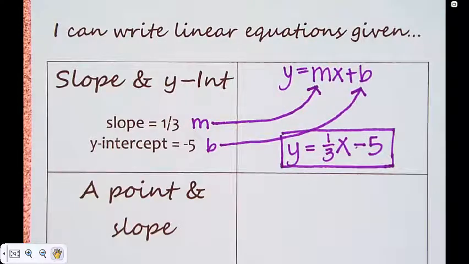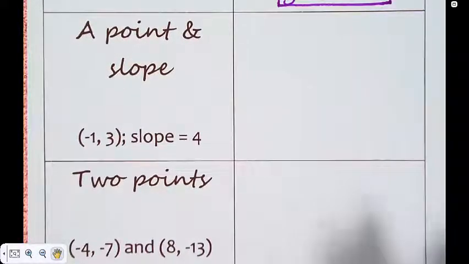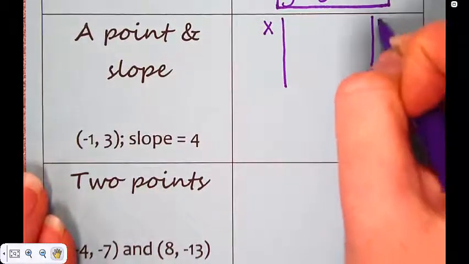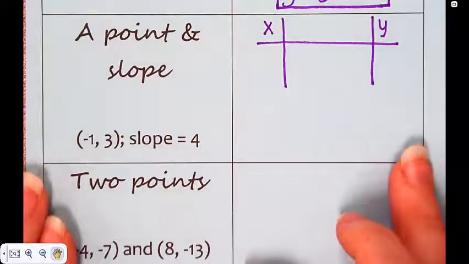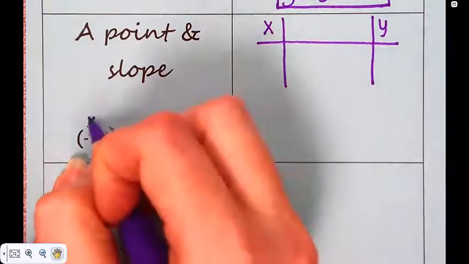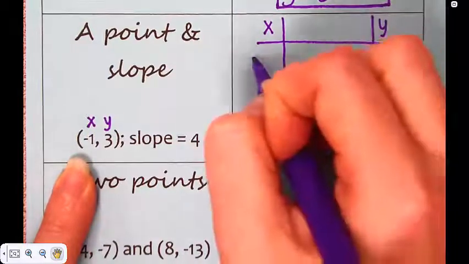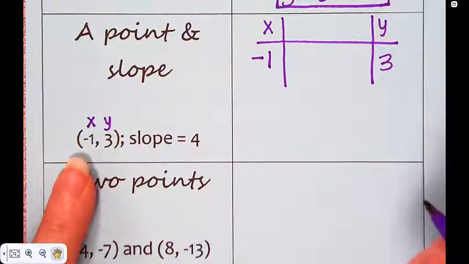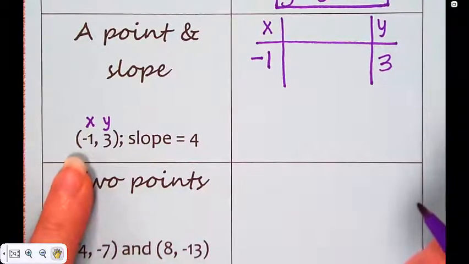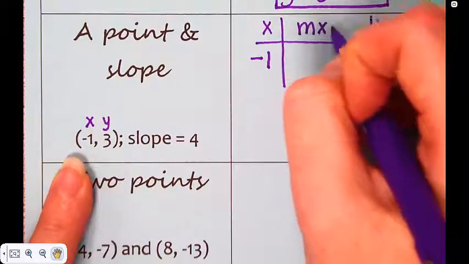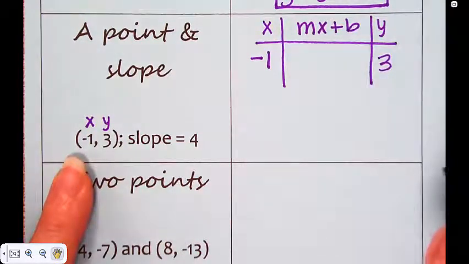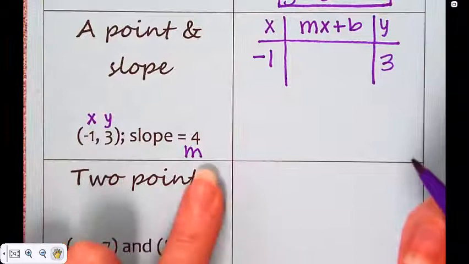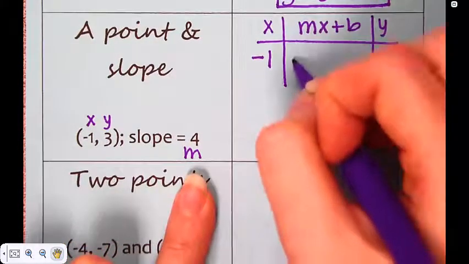Now let's look at a point and a slope. When we have a point and a slope, we're going to make a small table of values. So we're going to have our x, y table that looks just like our finite differences. We're going to put in our values for x and y from our point. So -1 goes in x and 3 goes in y. Remember, back from our finite differences and table building unit, the process column was mx plus b, which is the form we want our equation in. And remember, our slope is our m. So we're going to put this slope of 4 in for m.